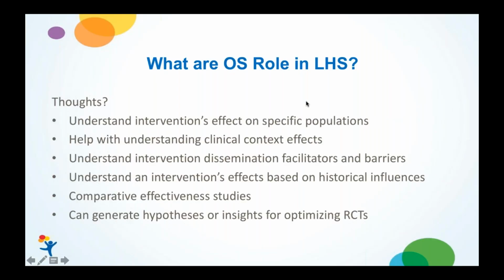So again, understanding an intervention's effect on specific populations. Maybe you work in an area where the population is totally different than what was in an RCT showing that something was really helpful for a particular disease state. And so you need to know, does it really work in your group? And then understanding an intervention's effects based on historical influences.